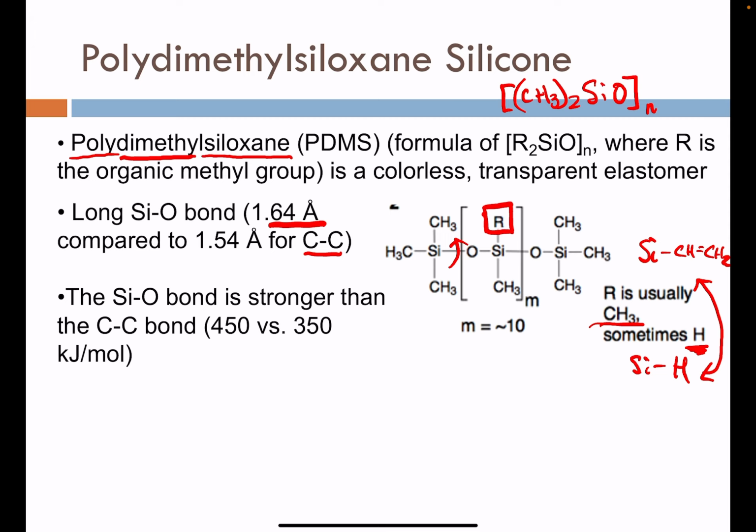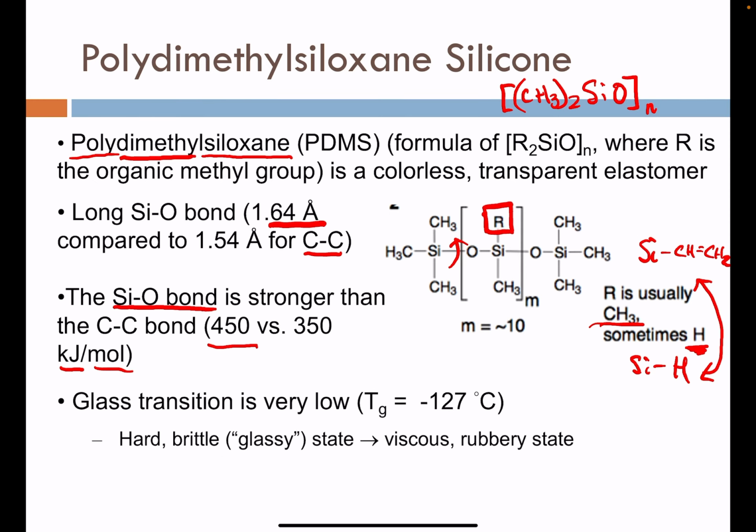The Si-O bond is also known to be stronger than the carbon-carbon single bond, about 150 kilojoules stronger than that carbon-carbon single bond. And that is to say that the silicon-oxygen bond has a strength of about 450 kilojoules for every mole of those bonds. And this allows silicones to be chemically resistant, more so than carbon-based polymers typically.